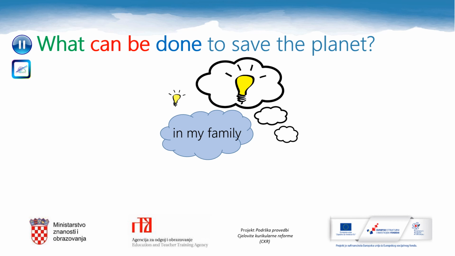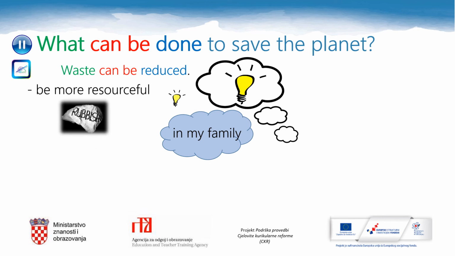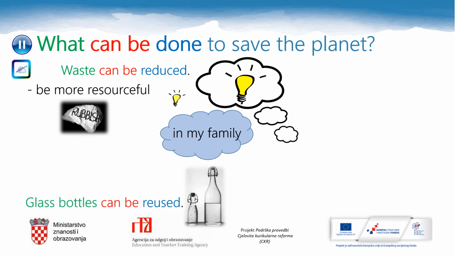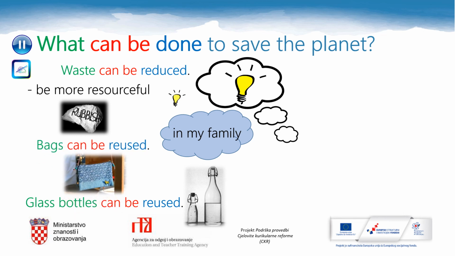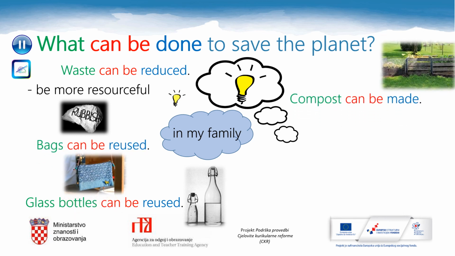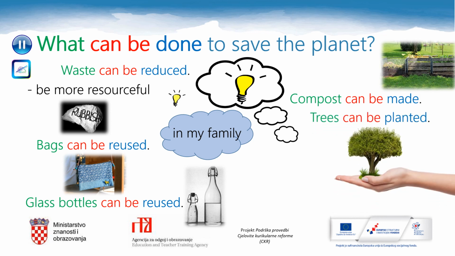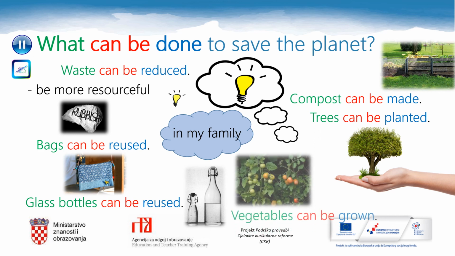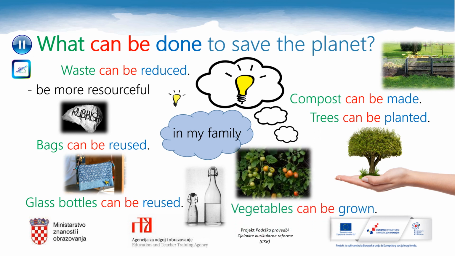Here is my mind map. Perhaps we have some similar ideas. Waste can be reduced. We can be more resourceful, so it means we don't need so many things. Glass bottles can be reused. Bags can be reused. Compost can be made. Trees can be planted. This is very important. Vegetables can be grown.